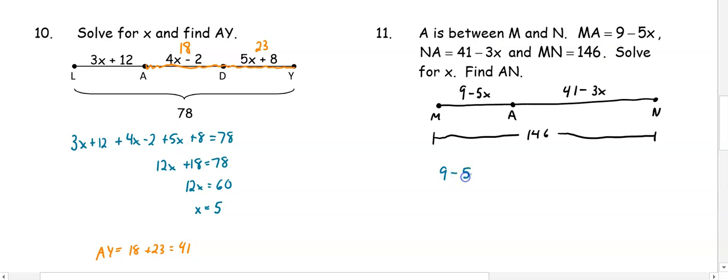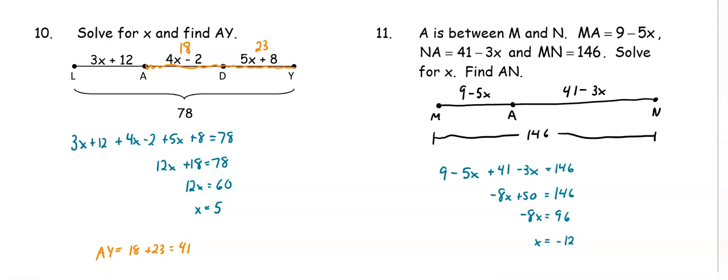So 9 minus 5x plus 41 minus 3x equals 146. When we combine, we get -8x plus 50 is equal to 146. We can subtract 50 from both sides, so we get -8x is equal to 96. And when we divide, we get x is -12. Now, it's okay to have a negative sometimes for x, especially because we are subtracting the x, which means it's actually going to be a positive when we substitute in.